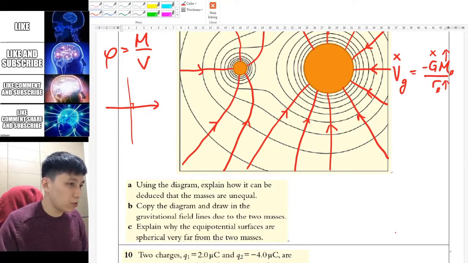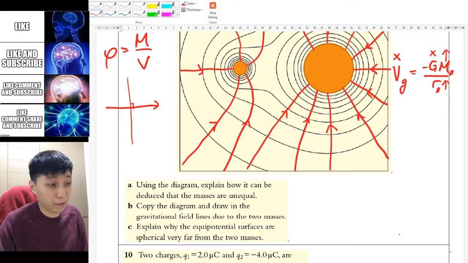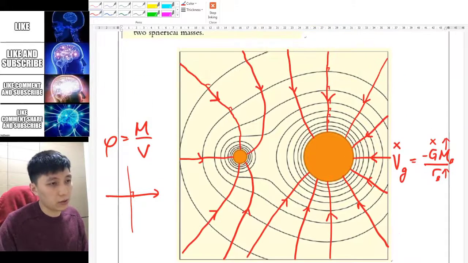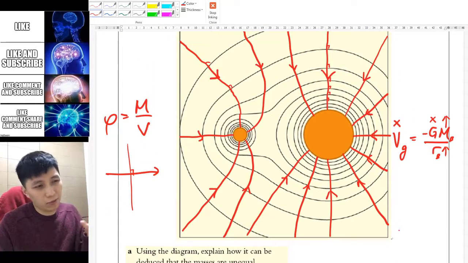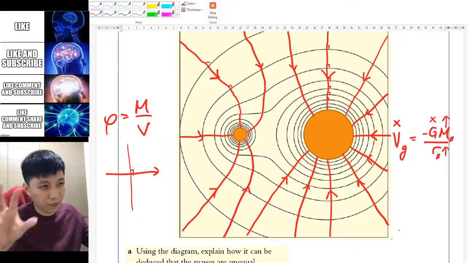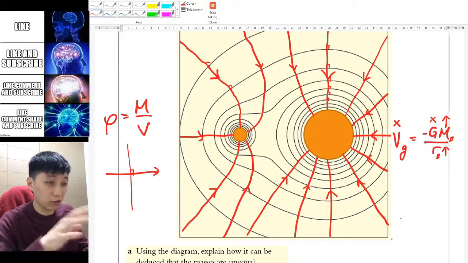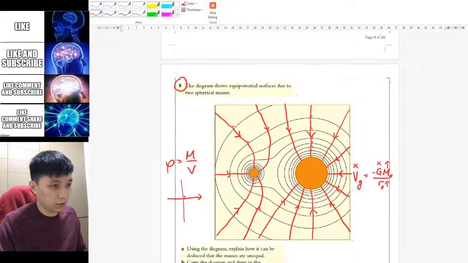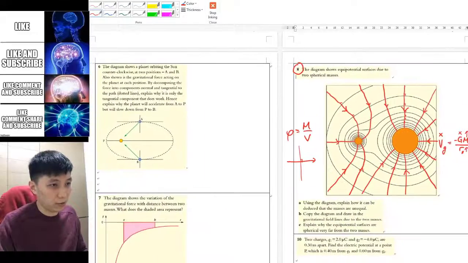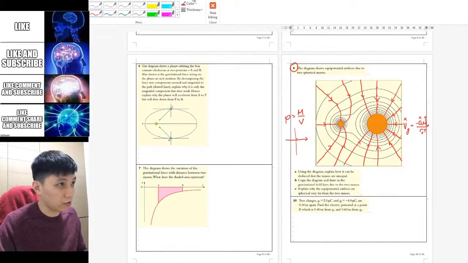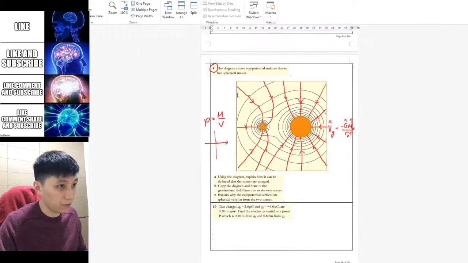Part C is asking you why the equipotential surfaces are spherical when it's very far away from the two masses. So obviously, now you may see in this picture, they are separated by a certain distance. But if you try to zoom out, okay, I try to zoom out, I'm not sure if that makes sense. I have to change the view, sorry, to one page only.